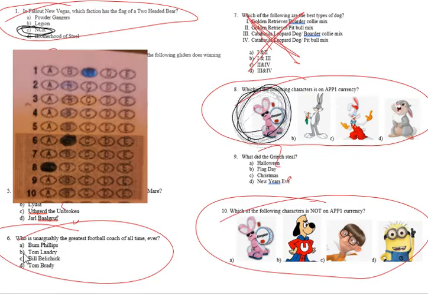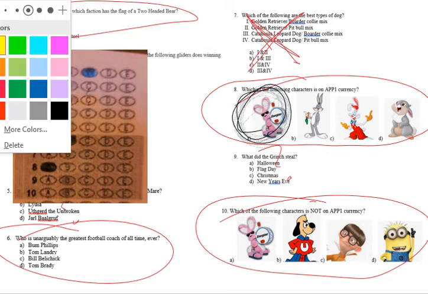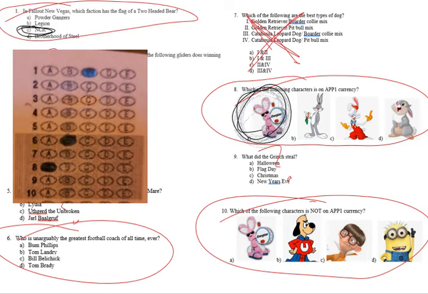Okay, so now I go to 6, who is unarguably the greatest football coach of all time. That is Tom Landry. Cowboys, yeah, everyone knows that. Anyway, so 6 was B. So see what I did here on B was, sorry about that, I just went back and darkened that so I know that I've answered it and that it's B.